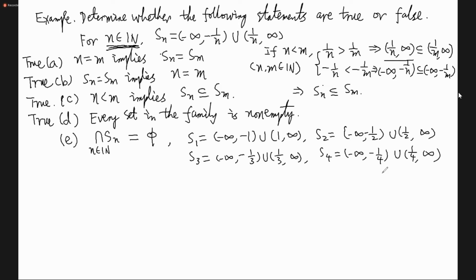For example, let me ask you one question. Let's look at a particular number. Say the number 2. Is 2 contained in each Sn? Yeah. Everything greater than 1 or less than -1 is in all of them. Okay, everything greater than or equal to 1 or less than or equal to -1 is going to be in every set, right?